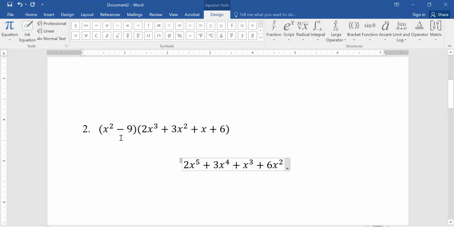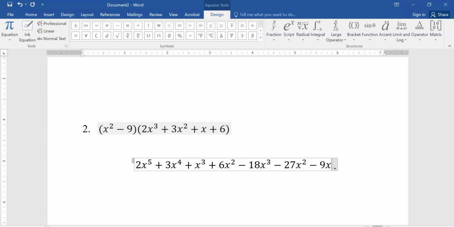Now we're going to distribute this minus 9 into the right-hand polynomial. You end up with minus 18x to the third, minus 27x squared, minus 9x, and minus 54.